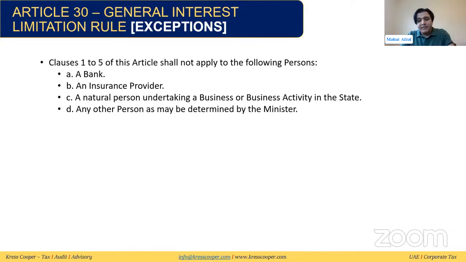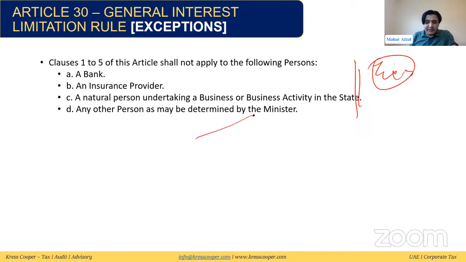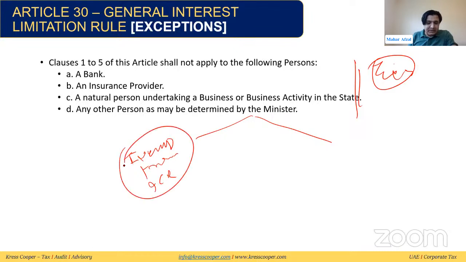These four categories of taxable persons will not be subject to the interest capping rules. So we can set a classification here. One are the exempt taxable persons, exempt from the interest capping rules. These taxable persons are exempt from the interest capping rules.